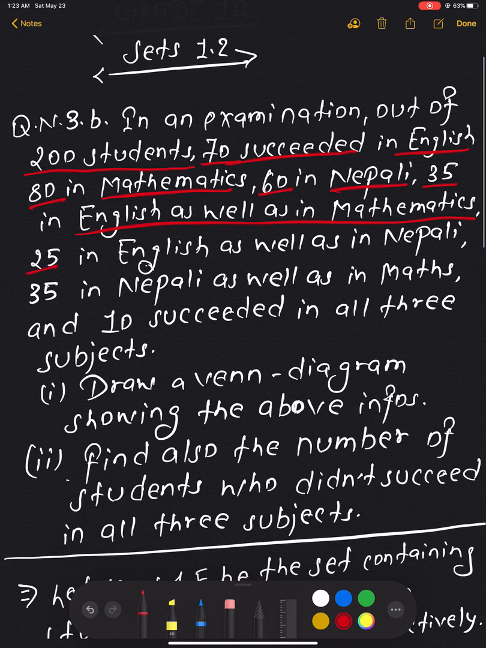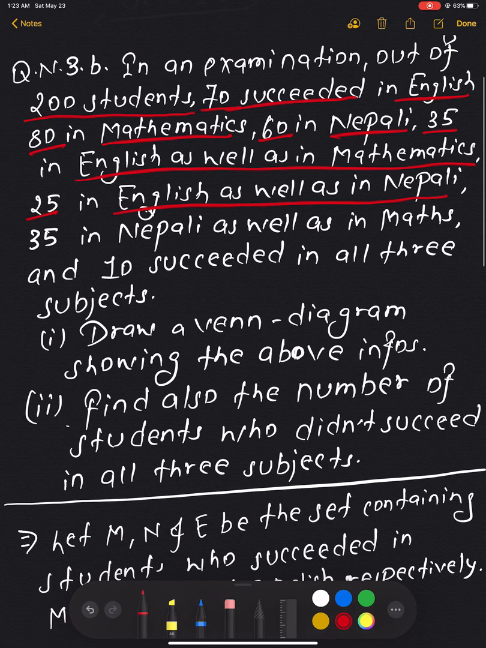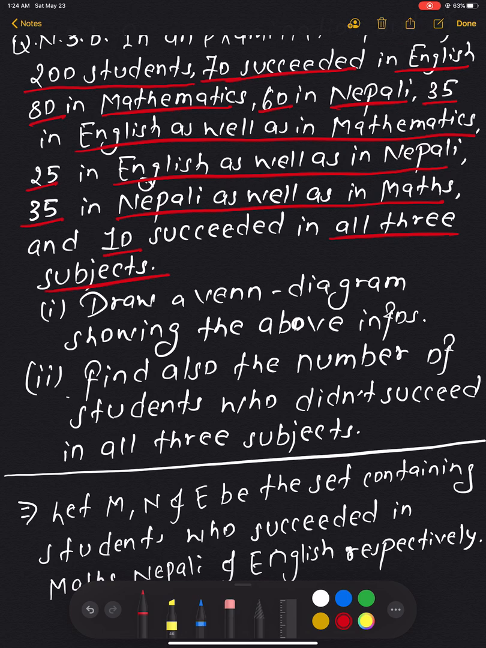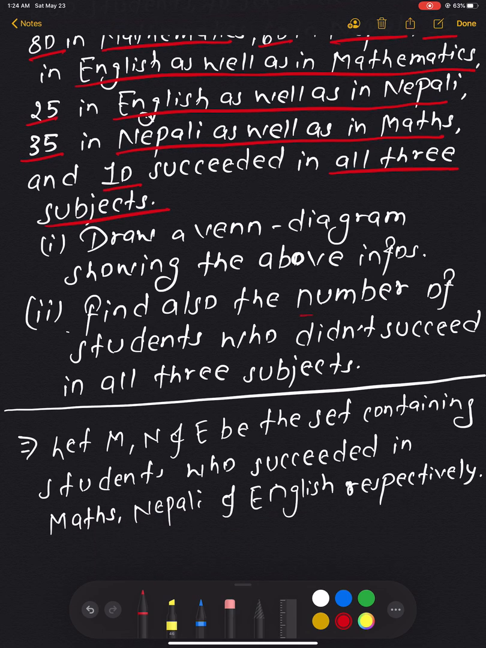So 25 English as well as Nepali, that is intersection of English and Nepali, and 35 Nepali as well as mathematics, intersection of Nepali and mathematics. 10 succeeded in all three subjects, that means intersection of all three sets. Here you have to draw the Venn diagram and find the number of students who didn't succeed, remember that, in all three subjects. That means you have to find the complement of union of three sets.